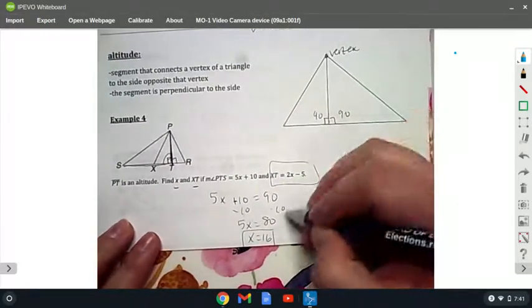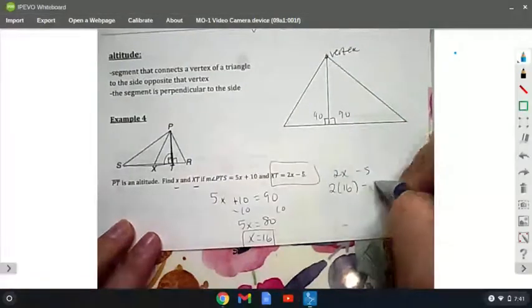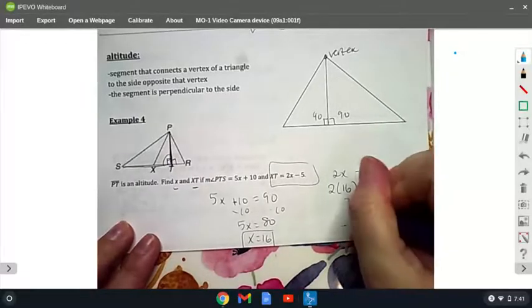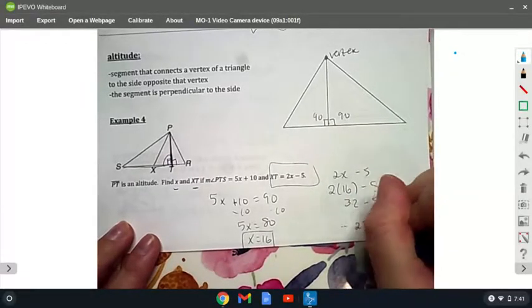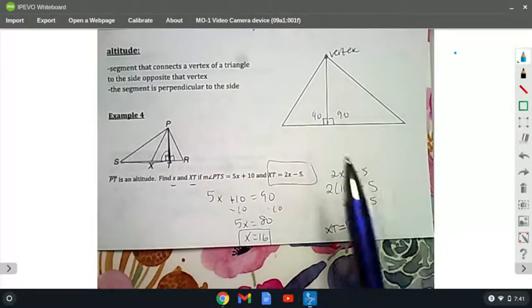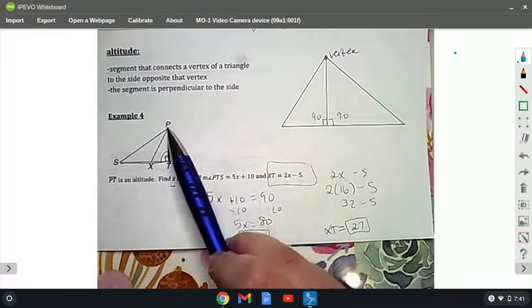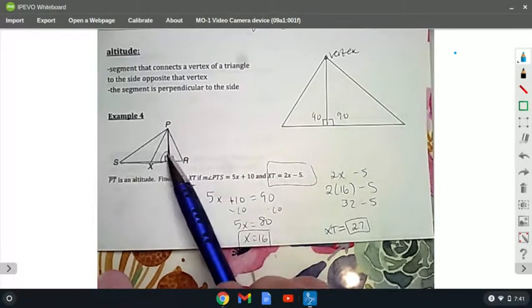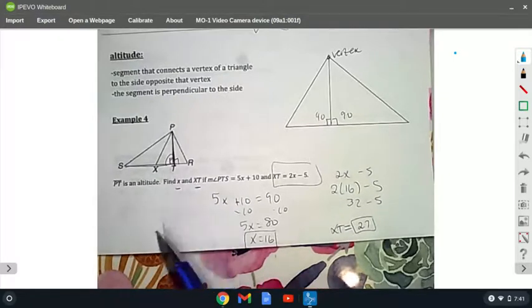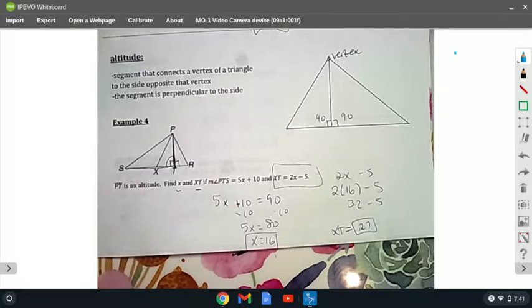Now that I've found x, they also want me to find XT. So I can go ahead and plug in this x to 2x minus 5. And I get 32 minus 5, which is 27. So XT is equal to 27. If x was not in here, you would not be able to find it, because PT dropping down and being an altitude doesn't tell you anything about these segments like it does when we have a median or when we have a perpendicular bisector.